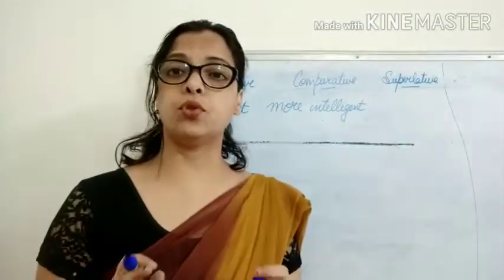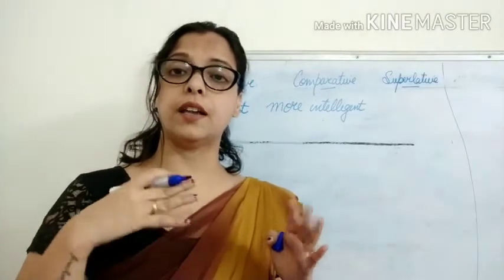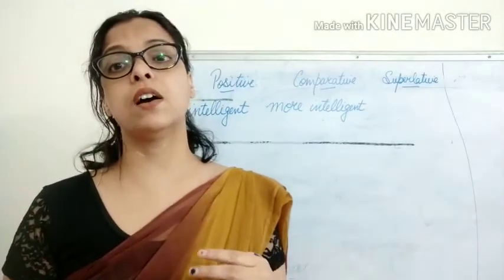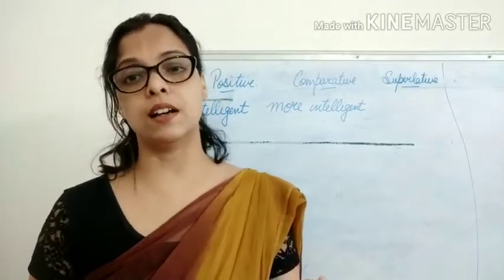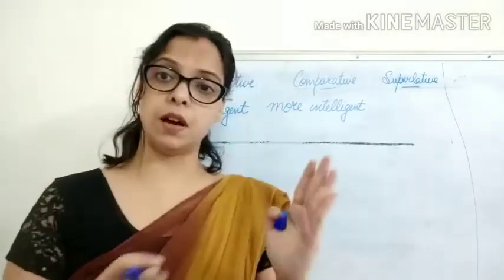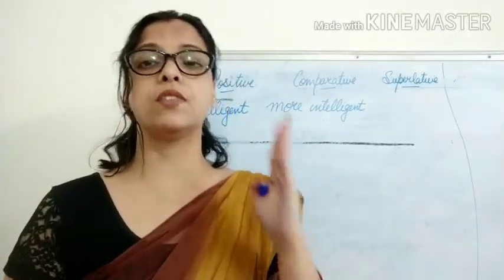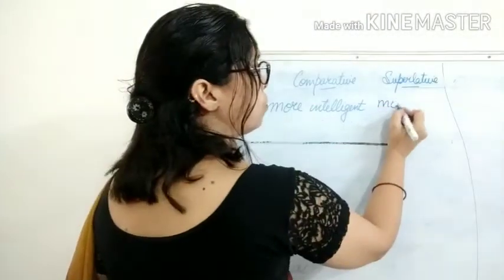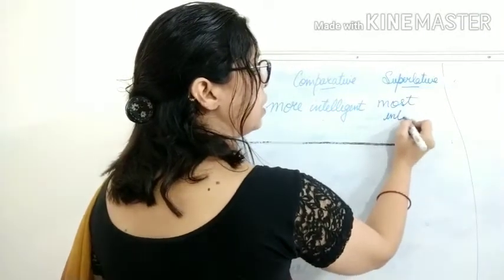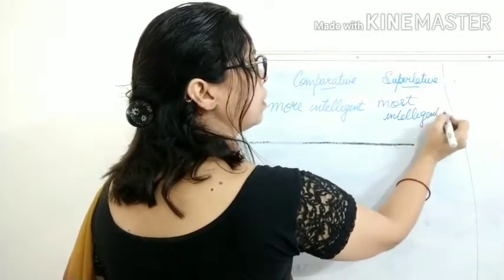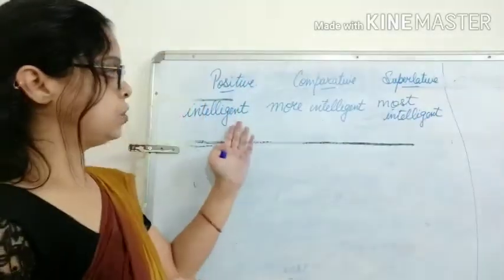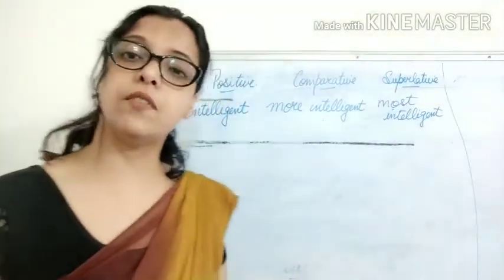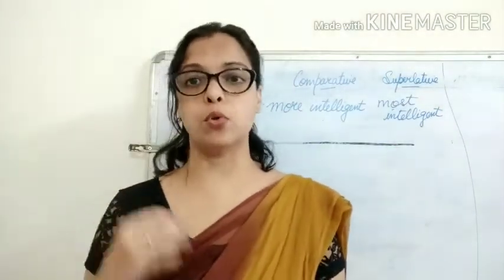Now if I have to use the word intelligent for all the children of the class, if I have to say that Reena is the most intelligent girl in the class, now we are comparing Reena with all the students in the class. So we'll say Reena is the most intelligent girl in the class. In the superlative degree we will use most intelligent. Intelligent, more intelligent and most intelligent. So for some words we have to use more and most.